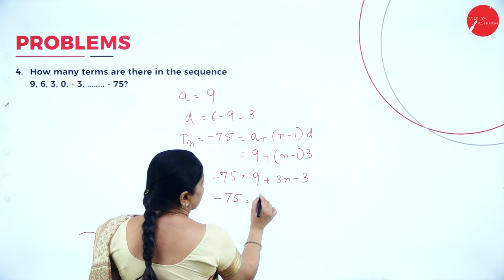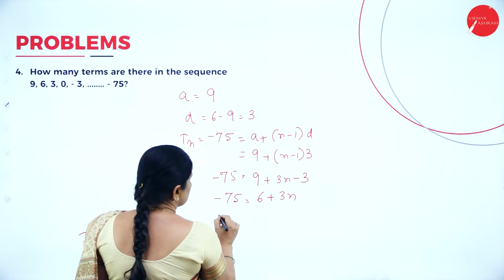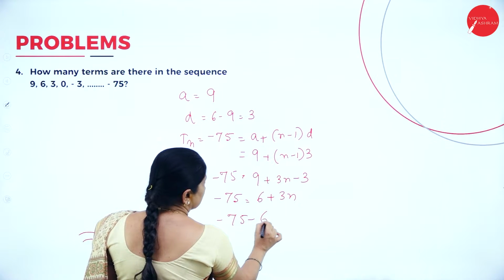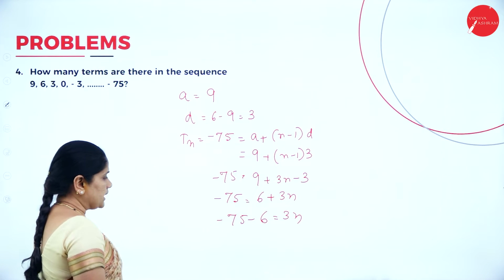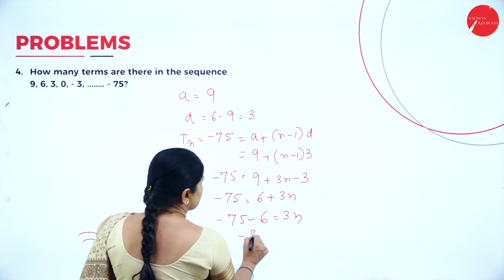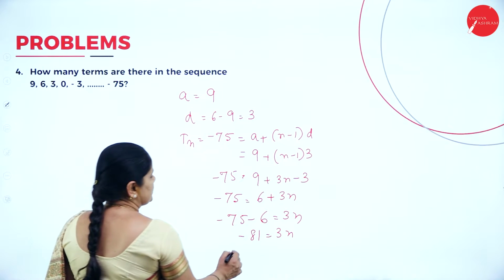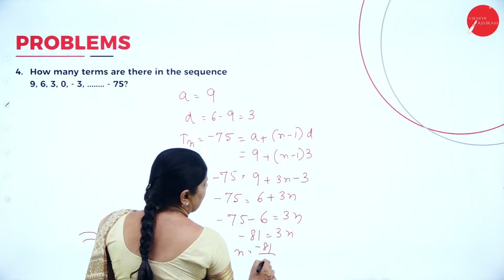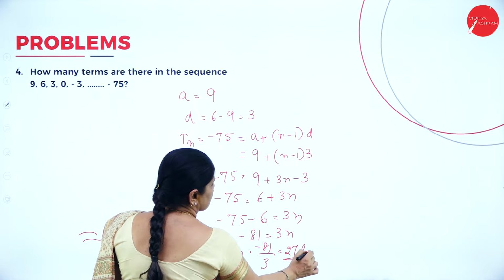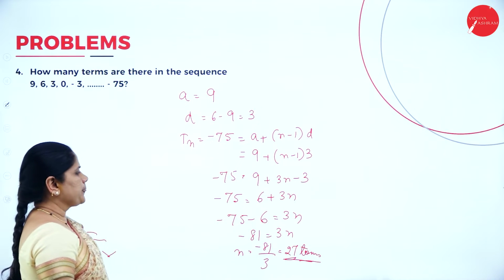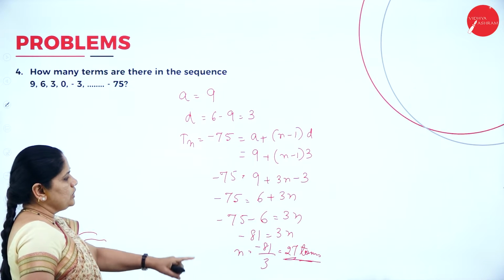Minus 75 equals, so 9 plus 3 is 12 minus 3n. So minus 75 minus 12 equals minus 3n. So I am bringing this 12 to the left hand side of the equation. So minus 75 minus 12 is minus 87 equals minus 3n. n will be equal to 87 divided by 3. So 29 terms. So we should understand how many terms are there in the series. So n is equal to 29.